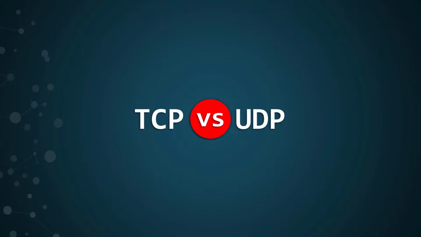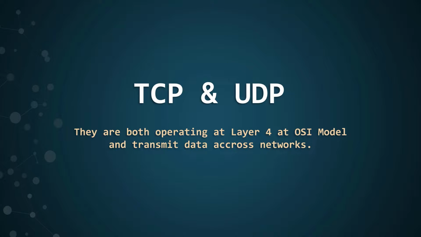In today's video we're gonna talk about TCP UDP comparison and their main differences. TCP and UDP both operate at layer 4 of the OSI model. They are communication protocols that are used to transmit data across networks. So let's take a look first at TCP.